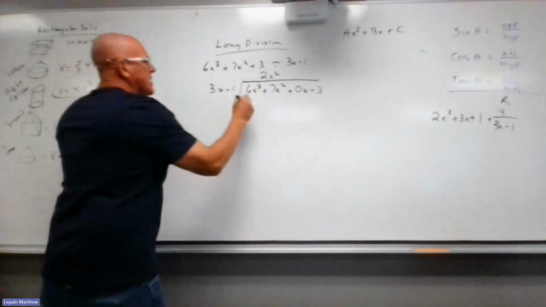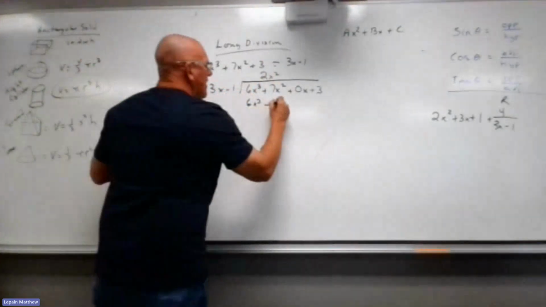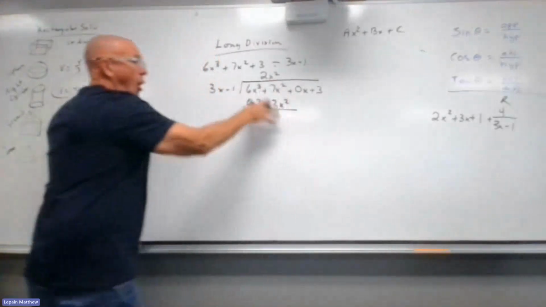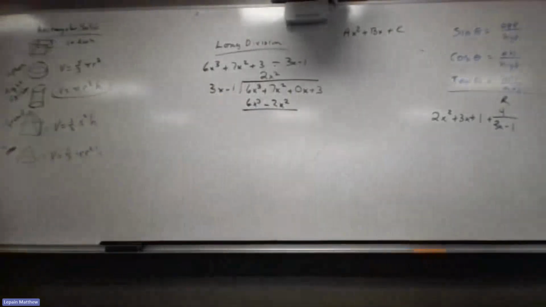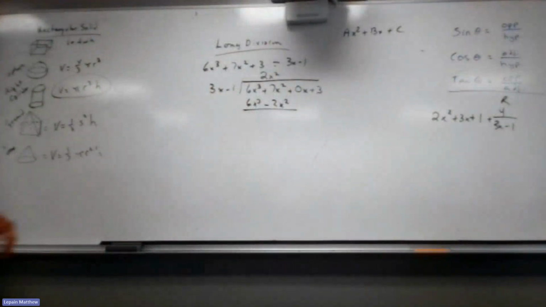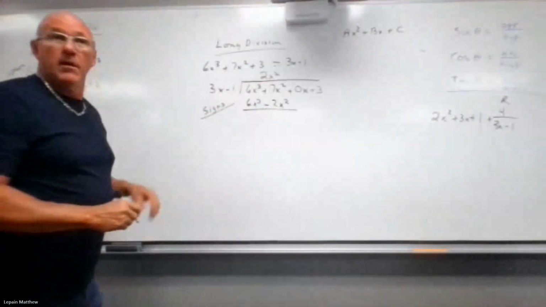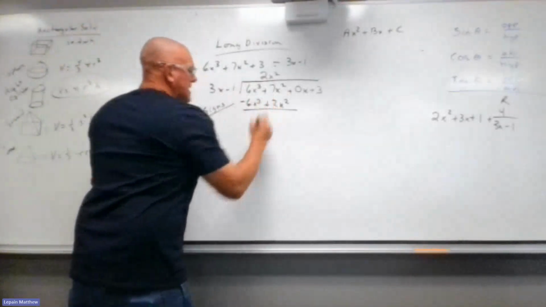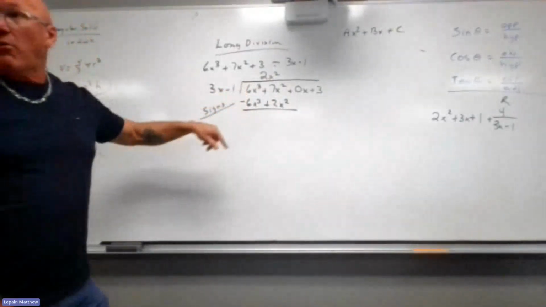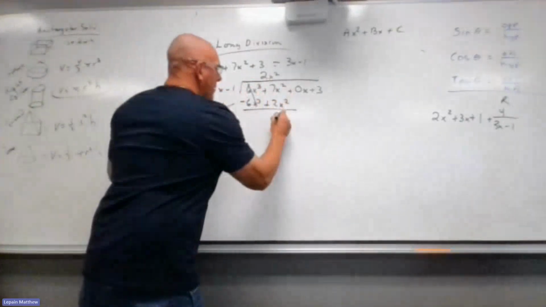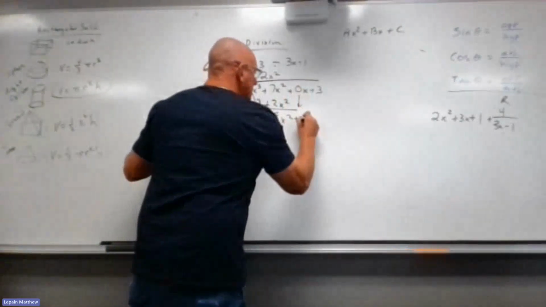2x squared times 3x is 6x cubed. 2x squared times a negative 1 is a negative 2x squared. All my stuff is lined up. My cubes are underneath each other, and my squares are underneath each other. That's what I want to keep. Don't forget signs. This is negative. This is positive. The 6x cubes cancel out. This becomes 9x squared. Bring down your 0x.